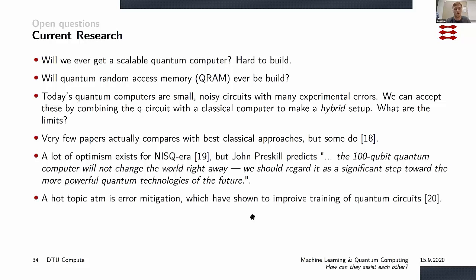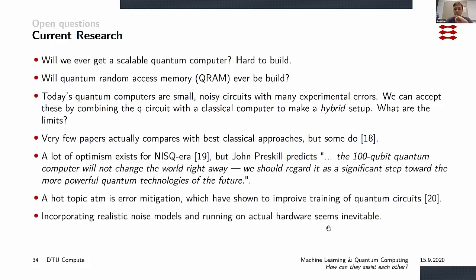Then current research also tries to use what's called error mitigation, and here they actually simulate with the errors and with the noisiness, which has actually been shown to improve training of quantum circuits. Some of the hypotheses are that this noise can be some sort of regularizer or something like that. That's a very interesting field at the moment, I think.